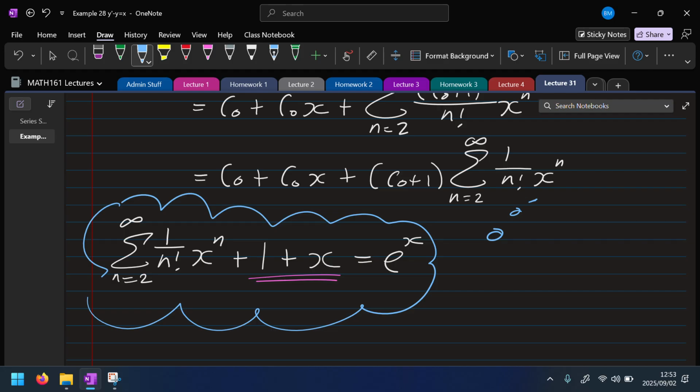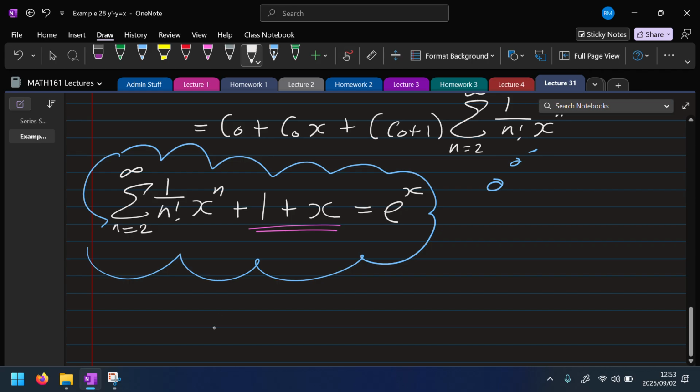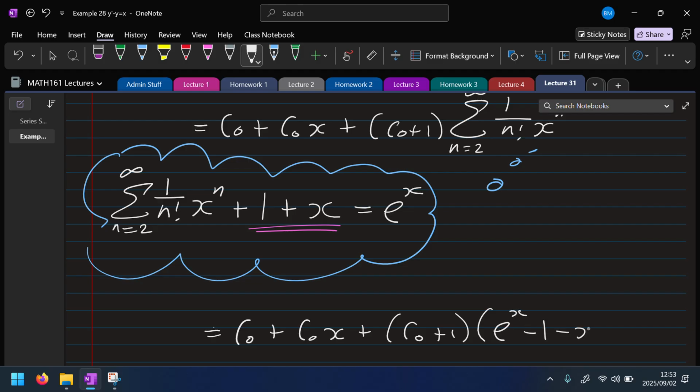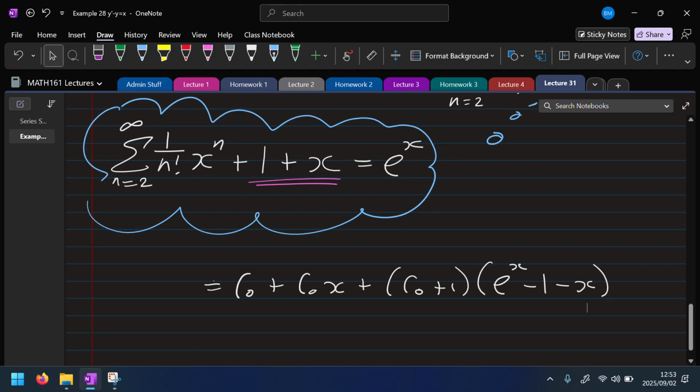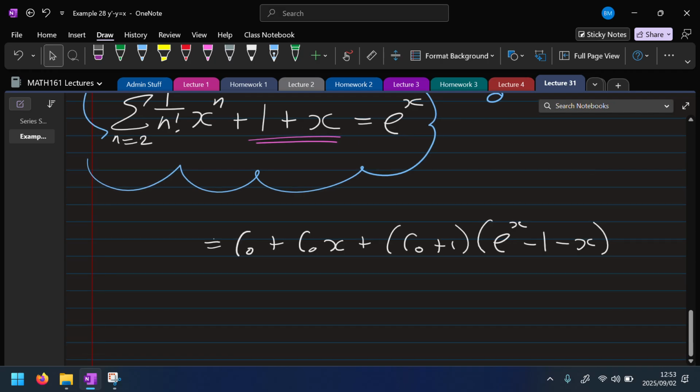So let's substitute that, and then we got our answer. So this is going to be C0 plus C0x plus C0 plus 1. And then this whole series there, that will be e to the x, and then we take that stuff over. So that will be e to the x minus 1 minus x. Okay, we just take it over to that side with the exponential. And then finally, we can write out our solution.